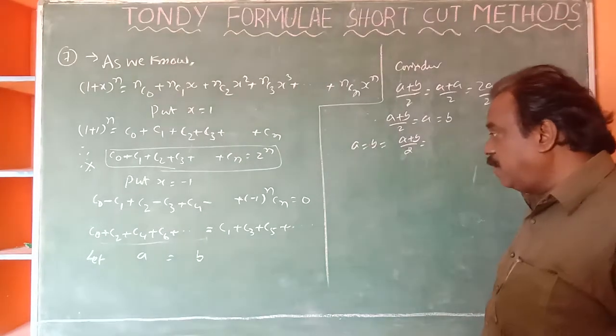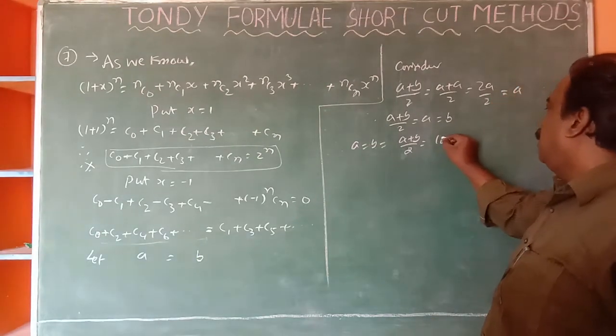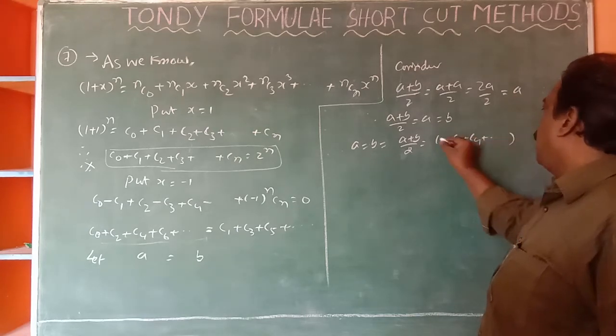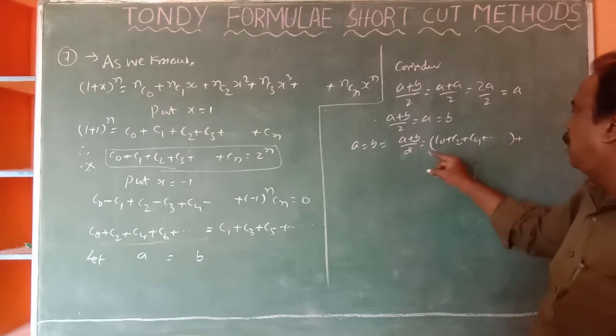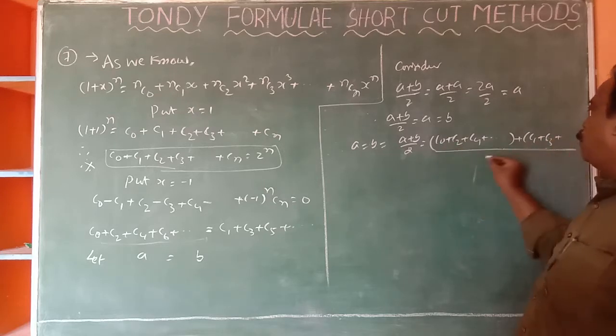What is A? A is the sum of even coefficients C0, C2, C4, and so on. And B is the sum of odd coefficients. It is C1, C3 and so on, divided by 2.